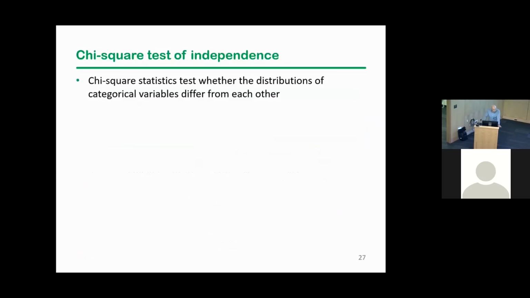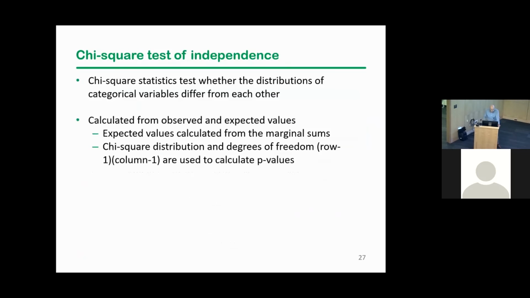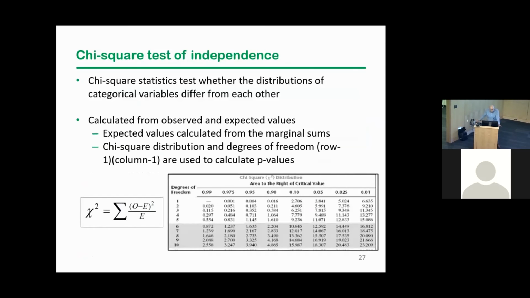So chi-square tests are very common. Anytime you hand me a bunch of categorical data, I'm going to give you back a bunch of categorical p-values with chi-square tests. I shouldn't say anytime, but a lot of the time. Chi-square statistics test whether the distributions of categorical variables are different from each other. They're calculated from what we call observed and expected values. And these expected values come from marginal sums, which I'll show you in a moment with the tables.